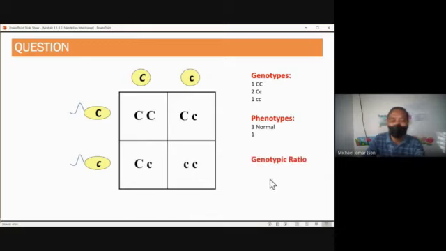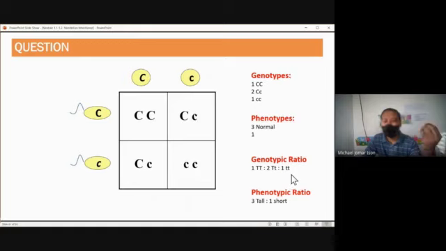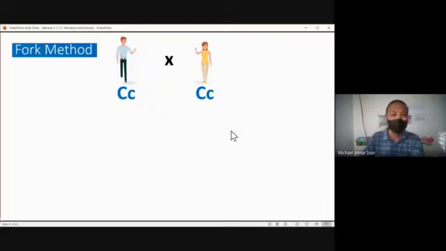So what's the genotypic ratio? The genotypic ratio would be one big C big C, two big C small c, and one small c small c. While the phenotypic ratio would be, it's not tall, but rather it should be three normals and then one cystic fibrosis. So that's how you are able to get the answer for that one.